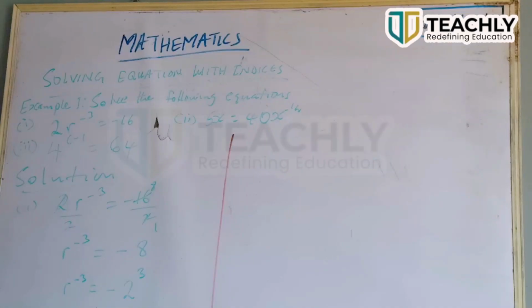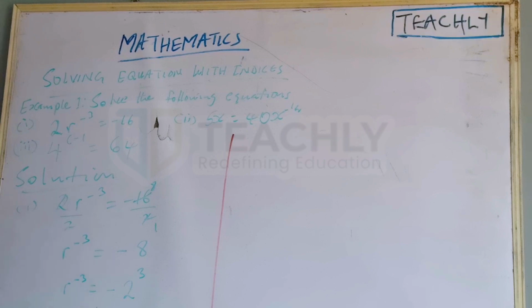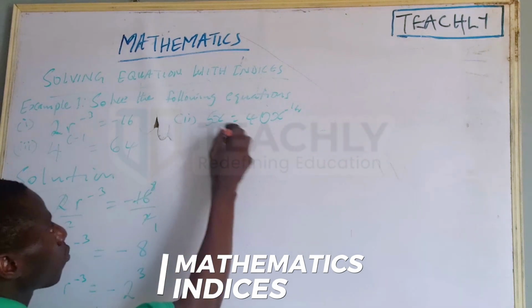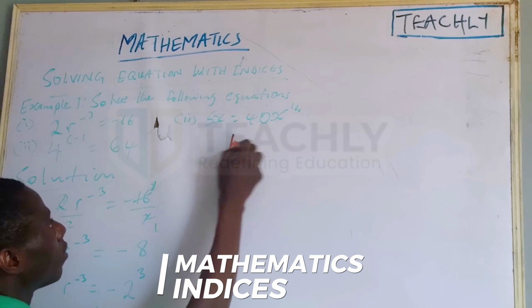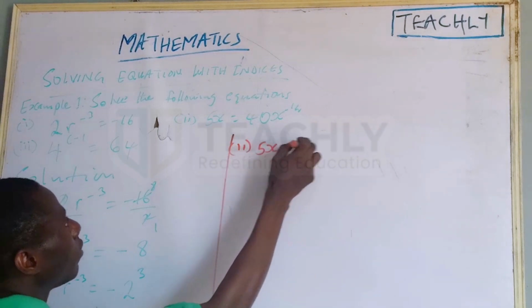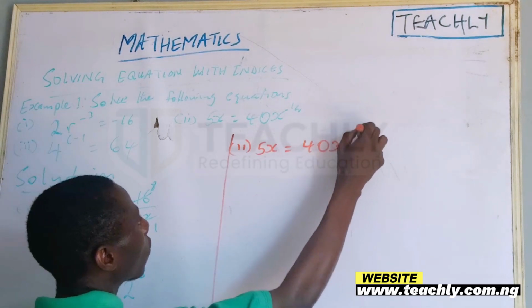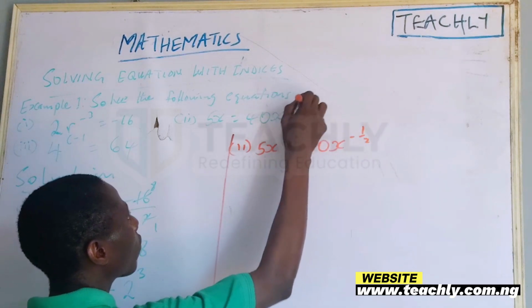I'll continue with solving equations with indices. Let's also look at another example of an equation with indices. Look at this example too. We have 5x = 40x^(-1/2). Here we have minus 1 over 2.